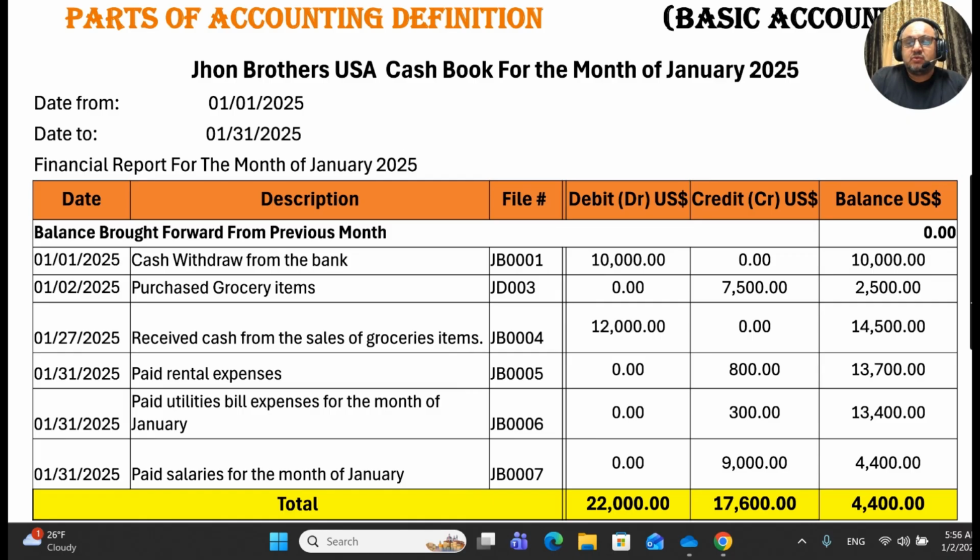Today I'm going to teach you one of the most important topics or elements of accounting, which is used by accountants and accounting officers for registering or writing daily transactions till the end of each month for preparing the financial reports, which is called the cash book.